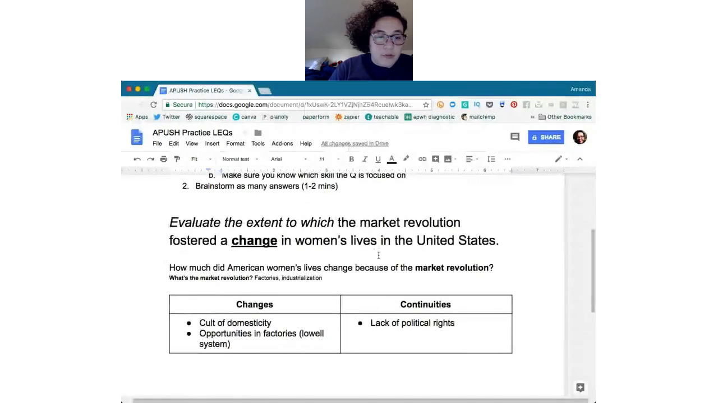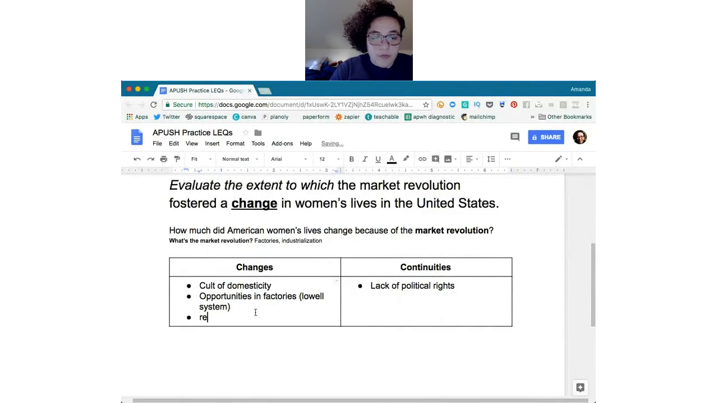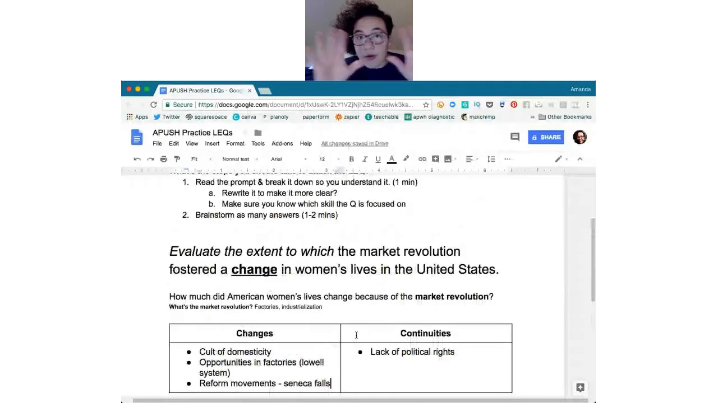Women get involved in reform movements that rise from economic changes. Here we go. Reform movements. Yeah, sometimes one answer is going to be an obvious one, and then you're like, oh, shoot, what else am I going to write? Reform movements, right? So this is like Seneca Falls. Okay, so we'll leave it at that.